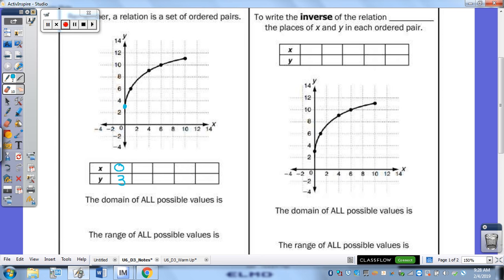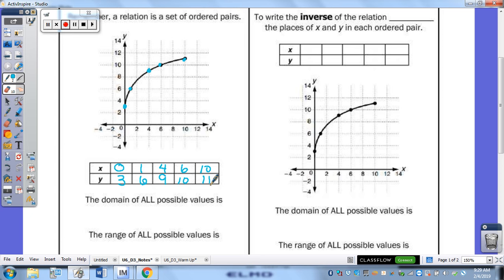So then this point would be the point 1, 6, because again, the scale's going up by 2, so halfway would be 1. This one's going to be the point 4, 9. And then this point is 6, 10. And then our last one is 10, 11. So those are all our points there in our graph.